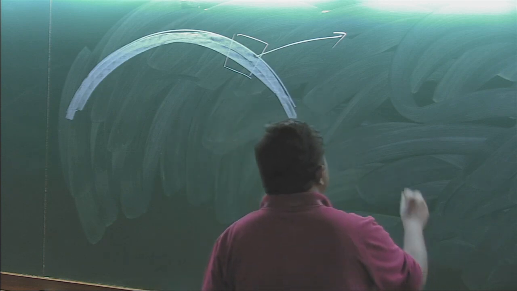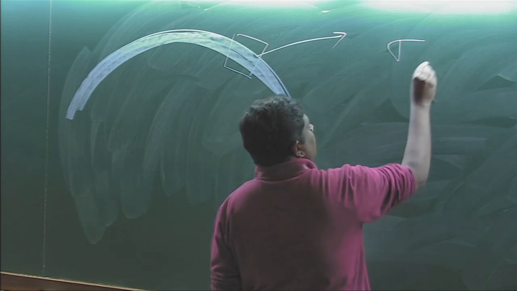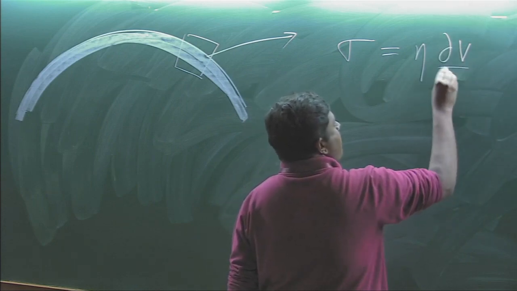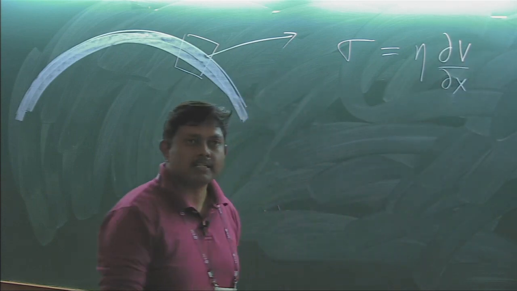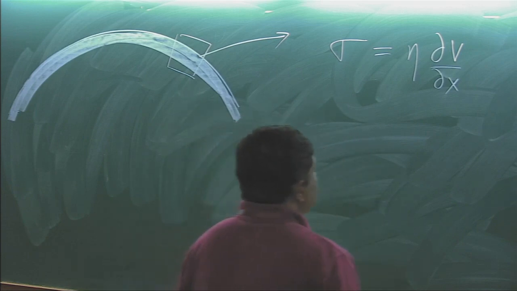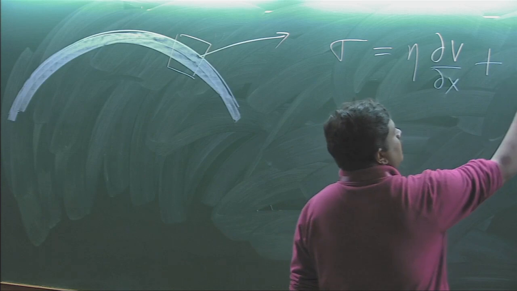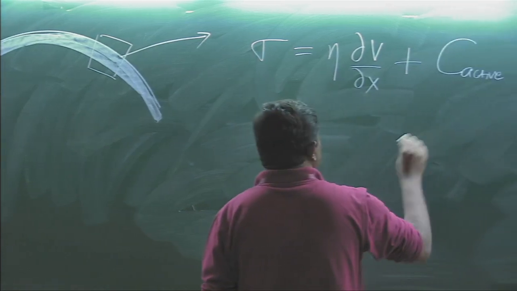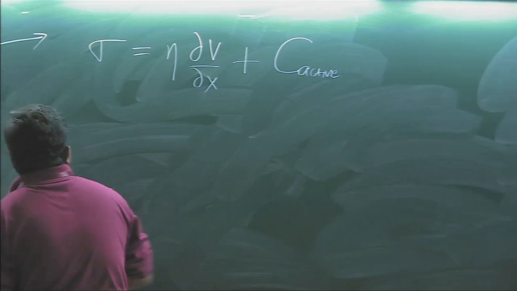So there'll be two parts to the story. So the stress will have a part that comes from the velocity gradients. That's the usual viscous stresses that we have even for a simple fluid. Now, because the material is active, you have an active stress here, or active contractility, myosin contractility.